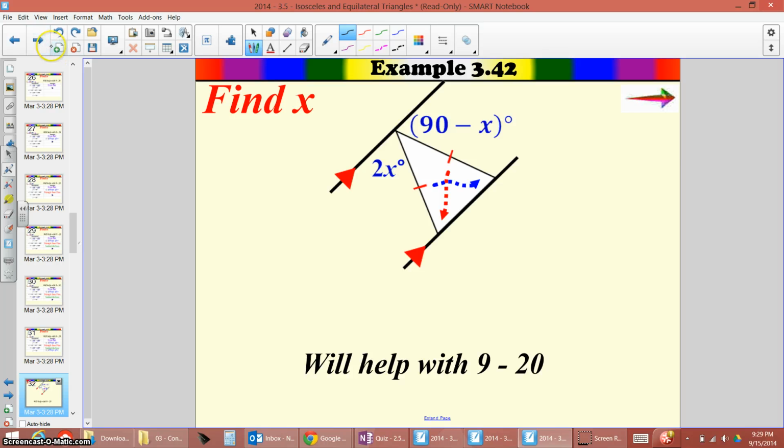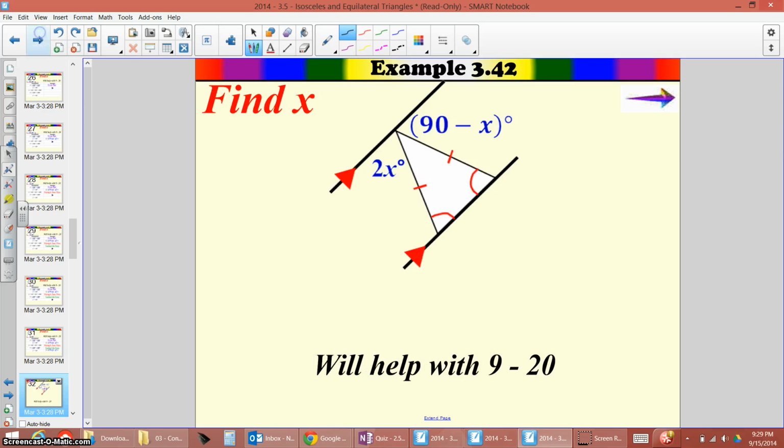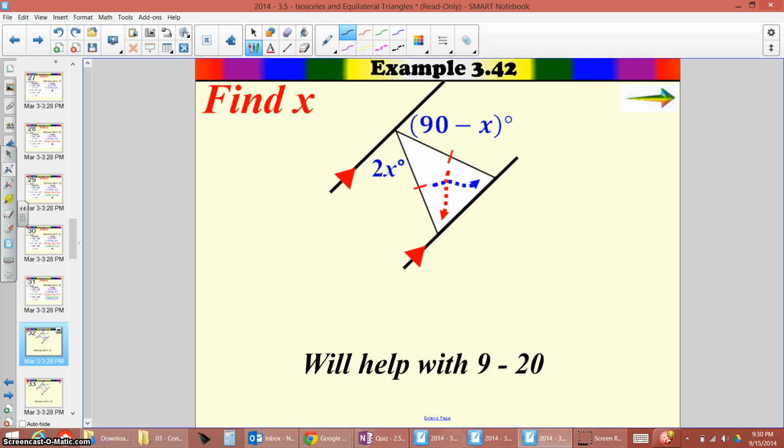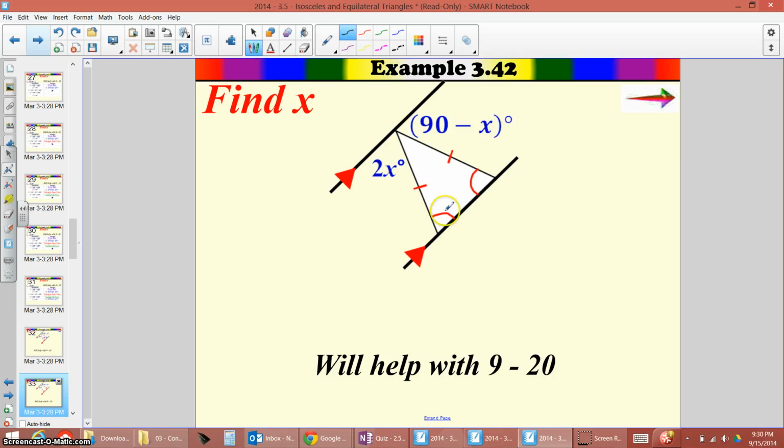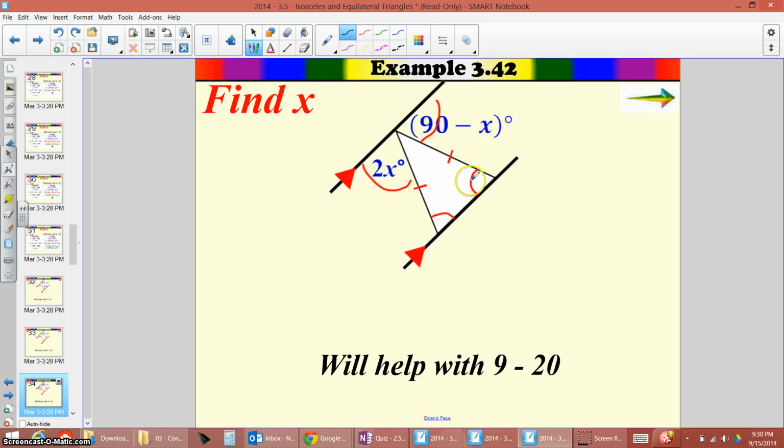Ooh, parallel lines and everything. Look at this. Find x. Interesting. So, because the base sides are the same, we know these two angles are the same. We're using isosceles triangles to show that this angle is congruent to this angle. What that does for me, since they're parallel, it sets up an example of alternate interior angles. So I can say that this angle here and this angle here are the same.